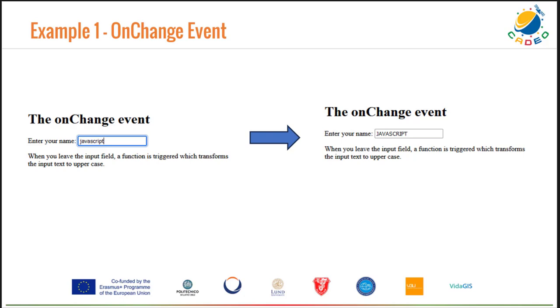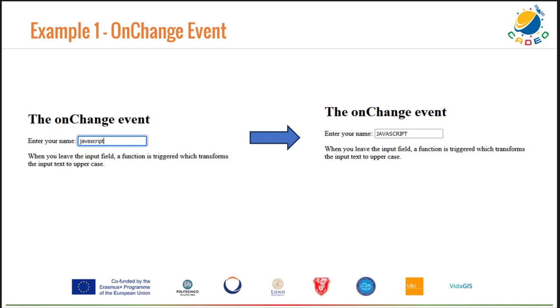Now we see some examples for HTML events. Example 1 is for the onChange event. The onChange event occurs when the value of an HTML element changes. It is similar to the onInput event but has a slight difference. onInput triggers immediately after the value changes, while onChange fires when the element loses focus after its content has been modified.